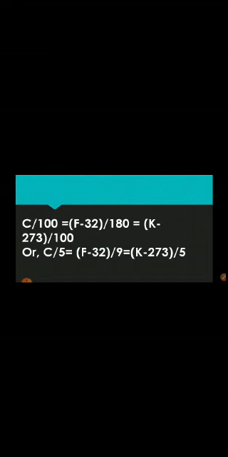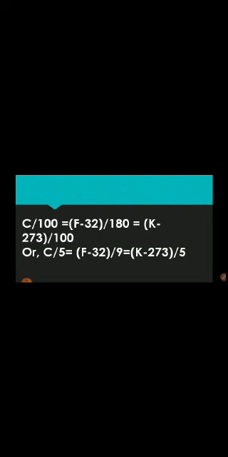Here F is the particular temperature in Fahrenheit scale. Minus 32 means 32 is the lower fixed point of the temperature in Fahrenheit scale. Divided by 180, again the temperature difference between the upper fixed point and lower fixed point of Fahrenheit scale. Equals, it is given K minus 273 by 100.